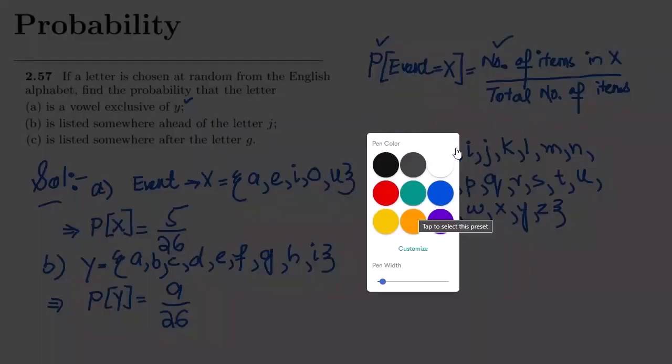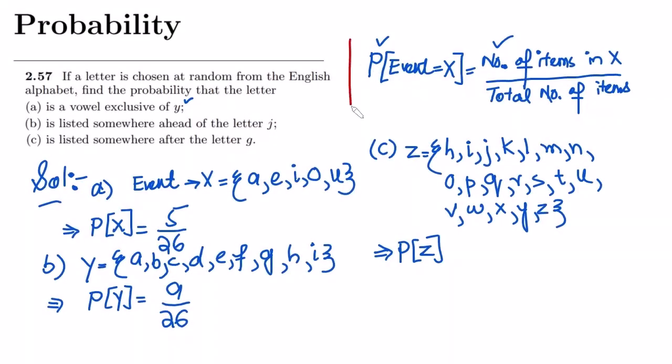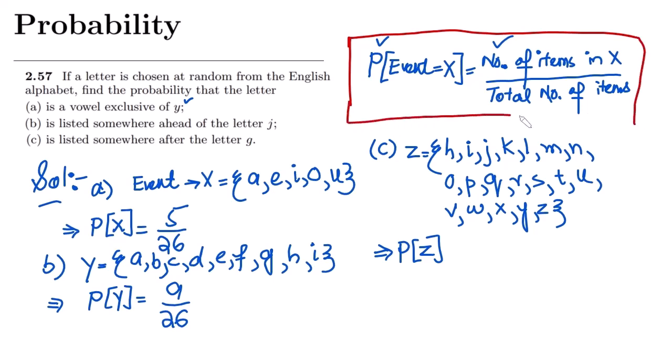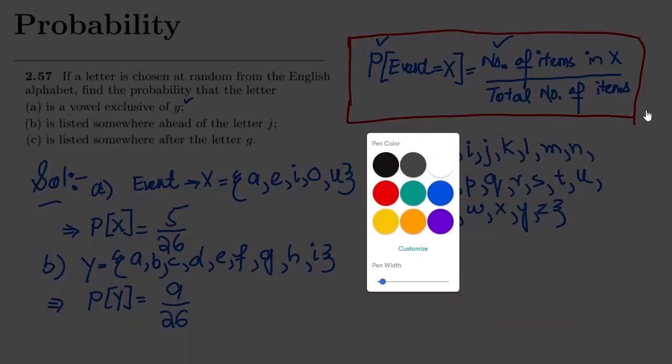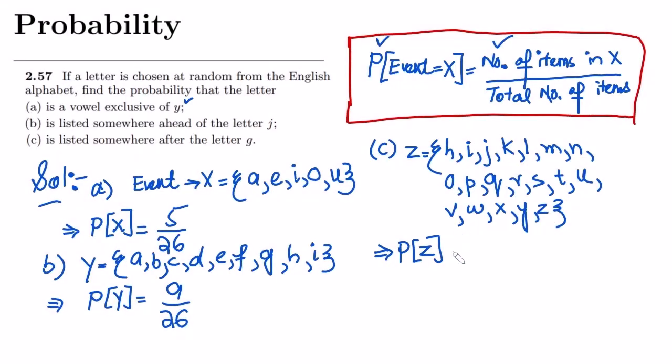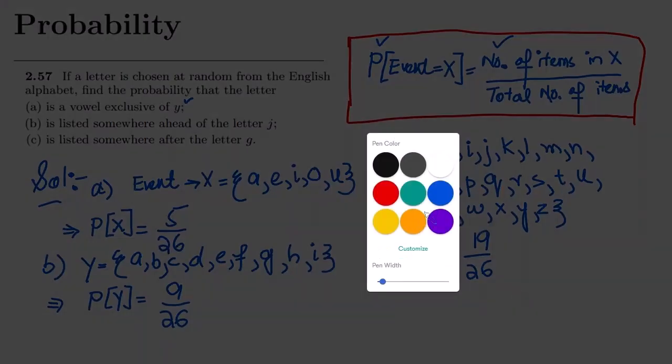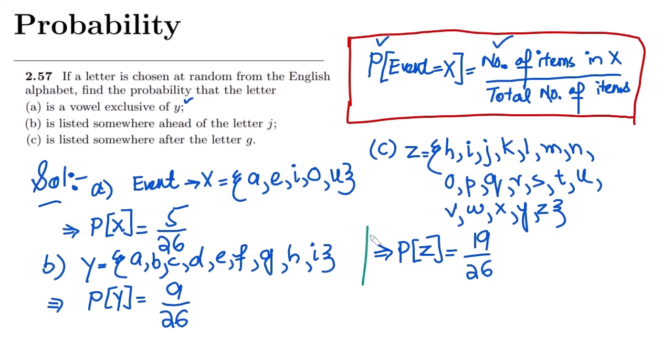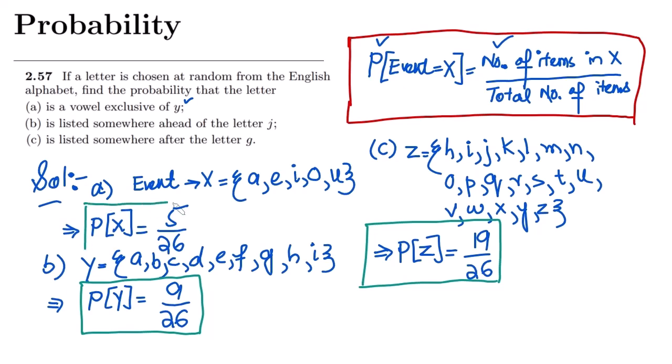So now, in order to find the probability of Z using the same formula which is here, let me underline this one as well. This is the formula, and writing it here, the probability of Z would be the number of items here, which are 19, divided by 26. That is the solution of part C. This is of part B, and this is of part A.